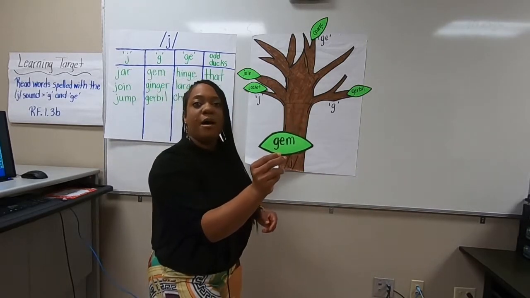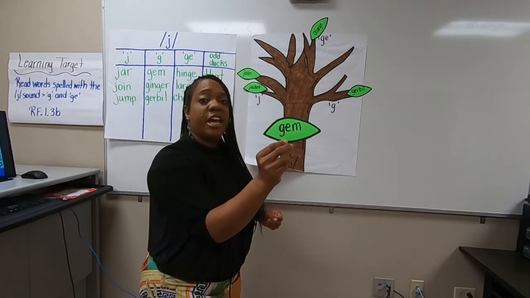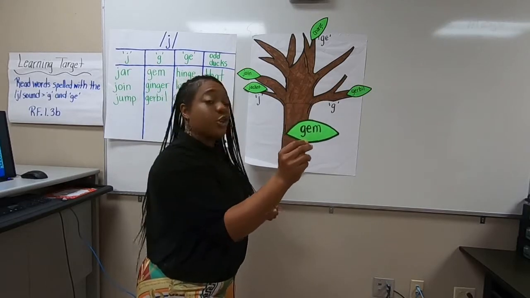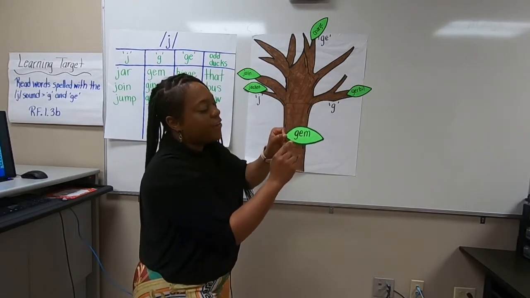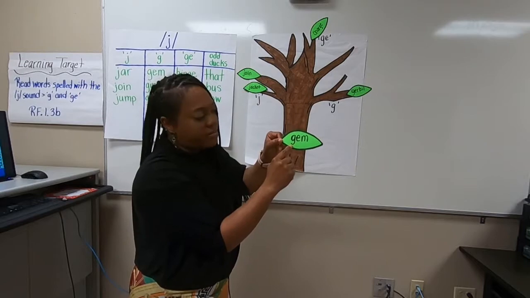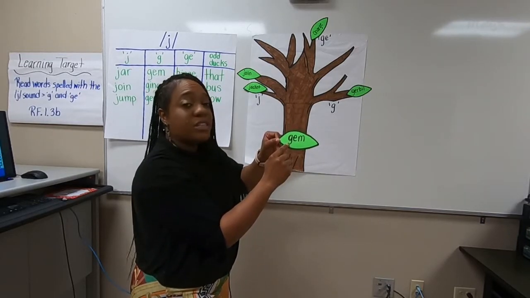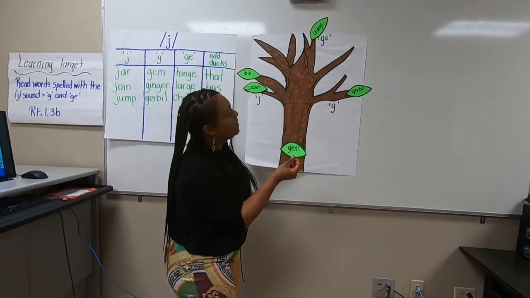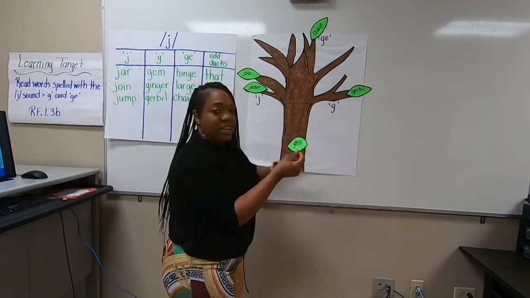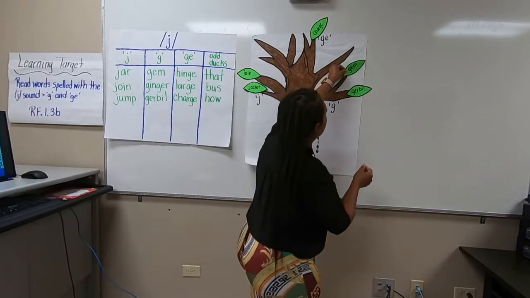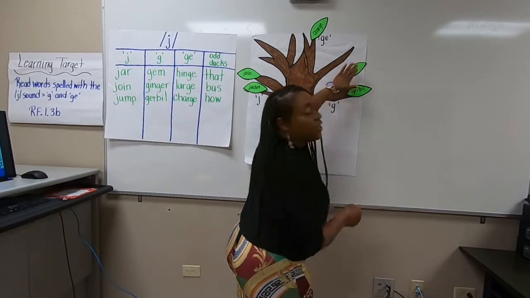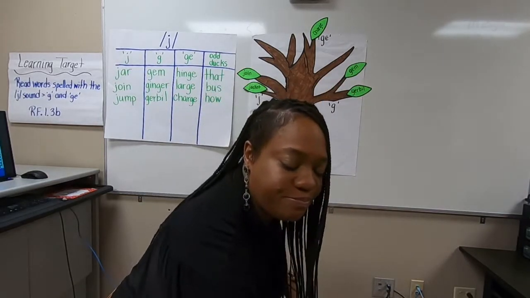Okay. Gym. Gym. We hear the J at the beginning. Let's look at our first letter, and it is letter G. So the G here is the soft G sound. Where does it go on our spelling tree? The letter G branch. Very good. You guys are doing an awesome job.